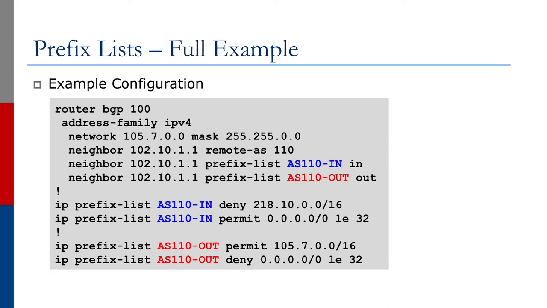So for the inbound direction, you're denying 218.10.0.0/16, and then you're permitting everything else with permit 0.0.0.0/0 LE 32. This is very common to make sure you filter out your own aggregate towards yourself. For the outbound, you're permitting 105.7.0.0/16, and then you're denying everything else, which means you want to announce only this particular aggregate.